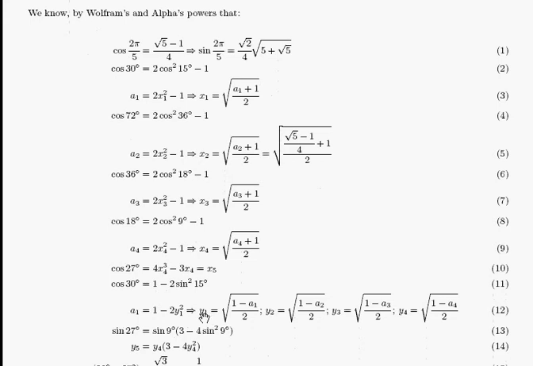Again, the sin of 15, the sin of 36, the sin of 18 is y3, the sin of 9 is y4. Now the sin of 27. Sin of 9: 3 times y4 minus 4 times sin squared of 9 is y5. Sin of 27 is y4 times 3 minus 4 times y4 squared.